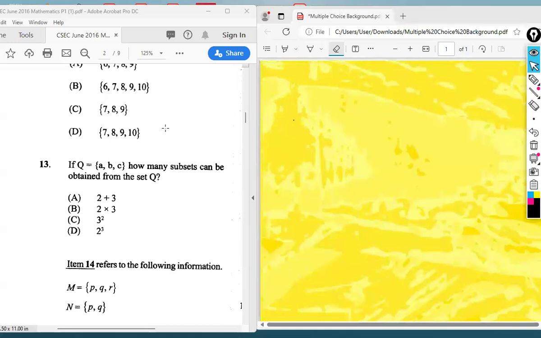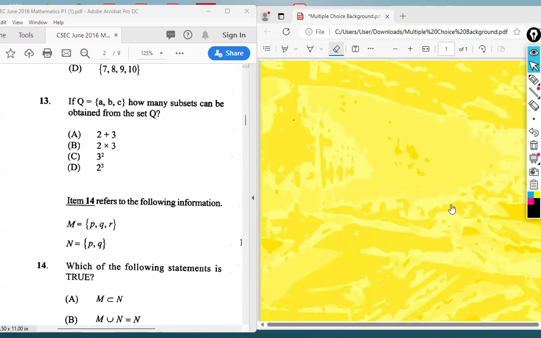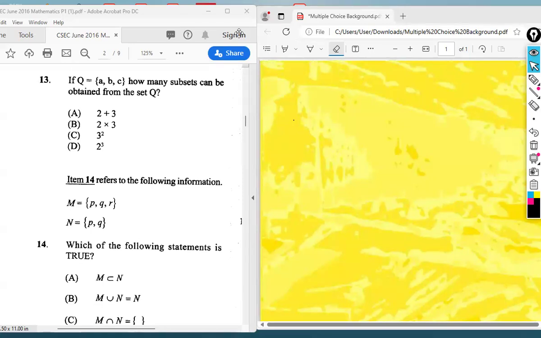Right. Number 13, let me see. Number 13. No, only number 13 could fit right now. How many items does it have in this set? 1, 2, and 3. A, B, and C. It has 3 items. So they're asking how many subsets you can make if it has 3 items.